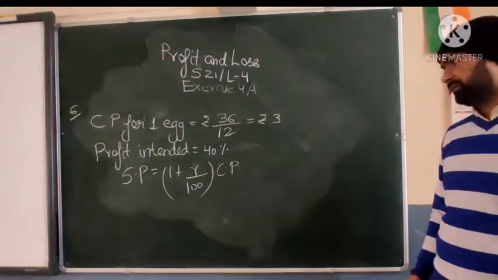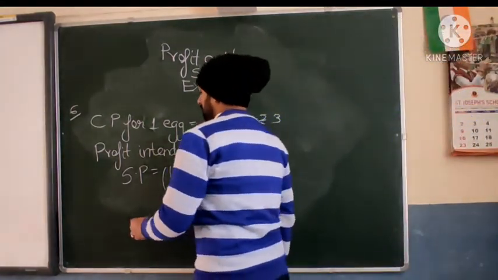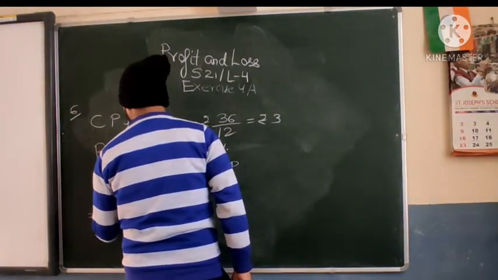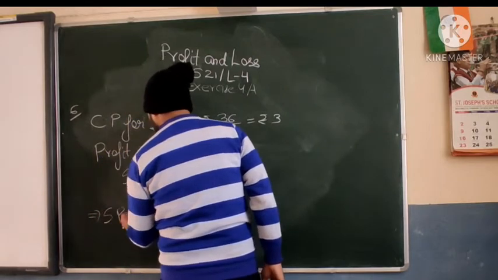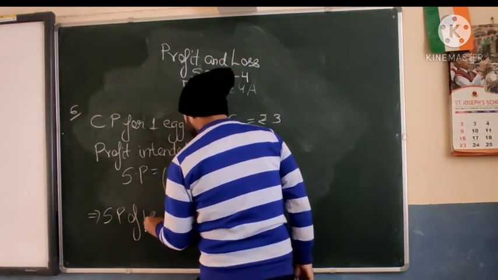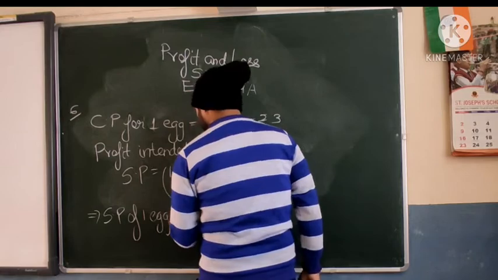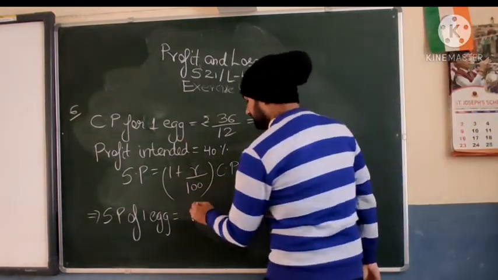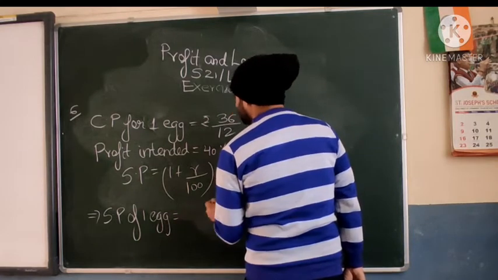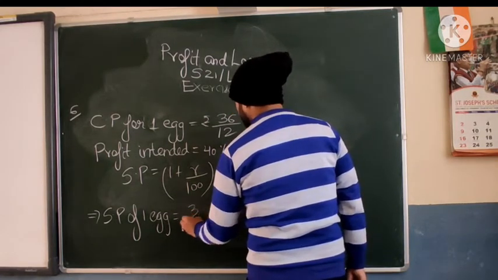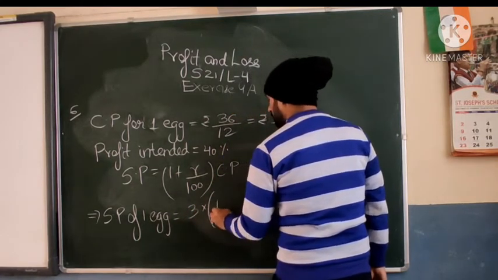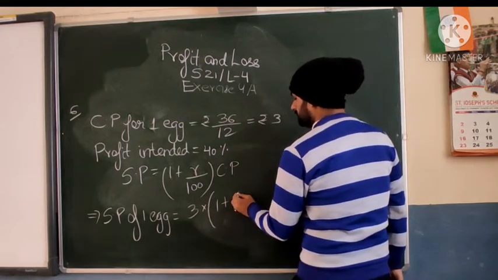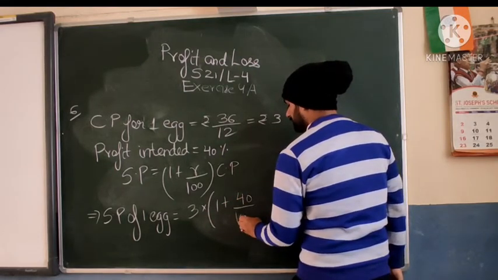Depends on you how you take it. So profit is there. So right here, SP of one egg. Here R is the profit percent. Okay, so equal to CP, which is how much? 3 rupees. Into 1 plus profit is 40%, so that is 40 by 100.